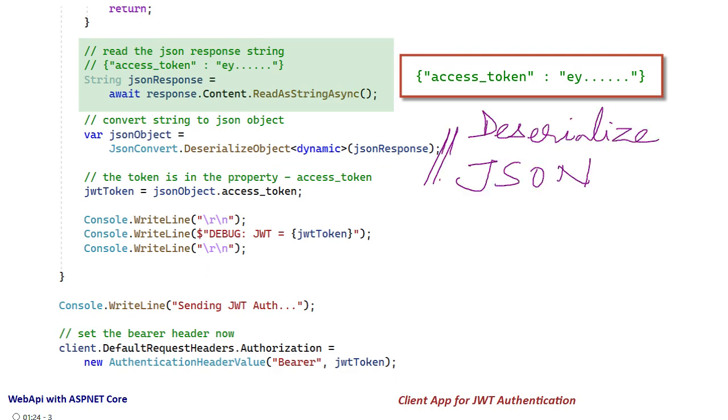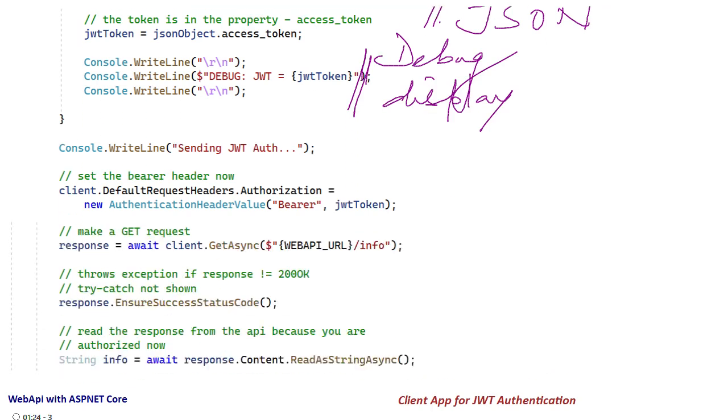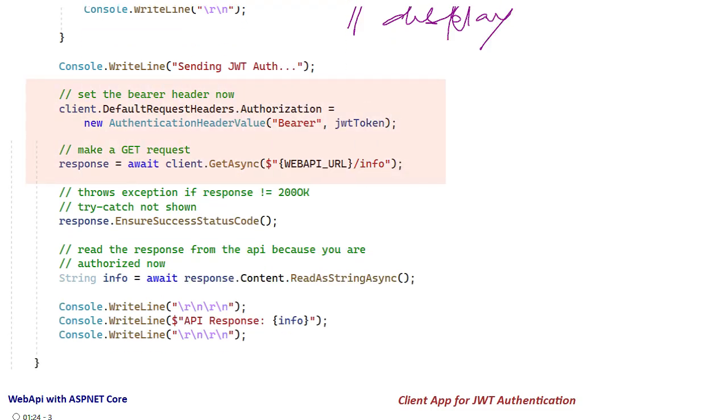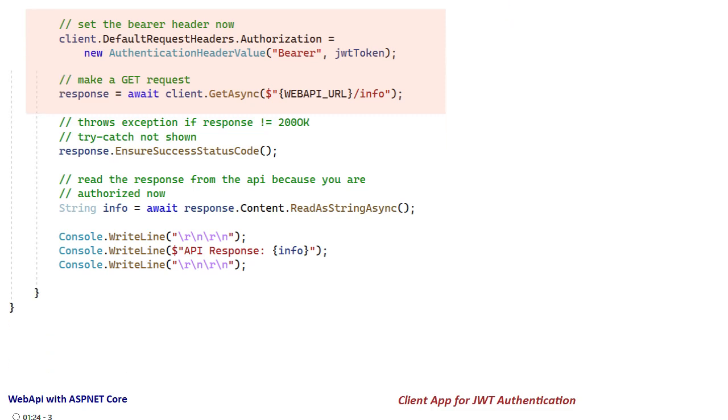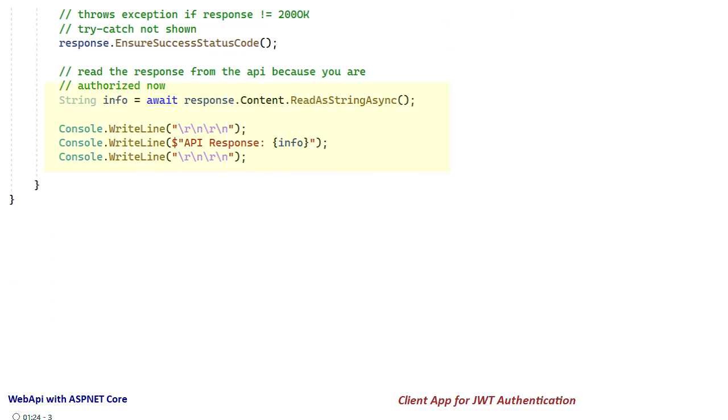And then JSON deserialization is done to obtain the JWT token, and then in the next line it is displayed as a debug output. And after that, the JWT token is set as a bearer authorization header. An HTTP GET request is finally made to the info endpoint. The response string is then displayed on the console.